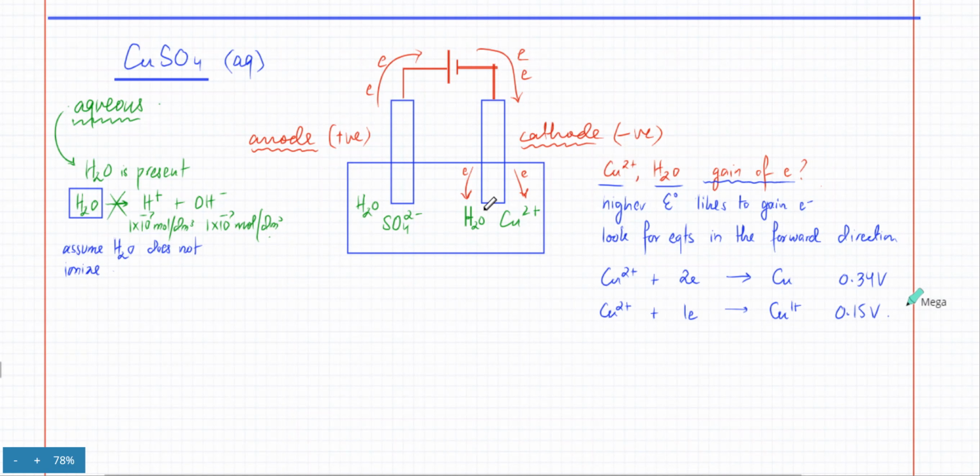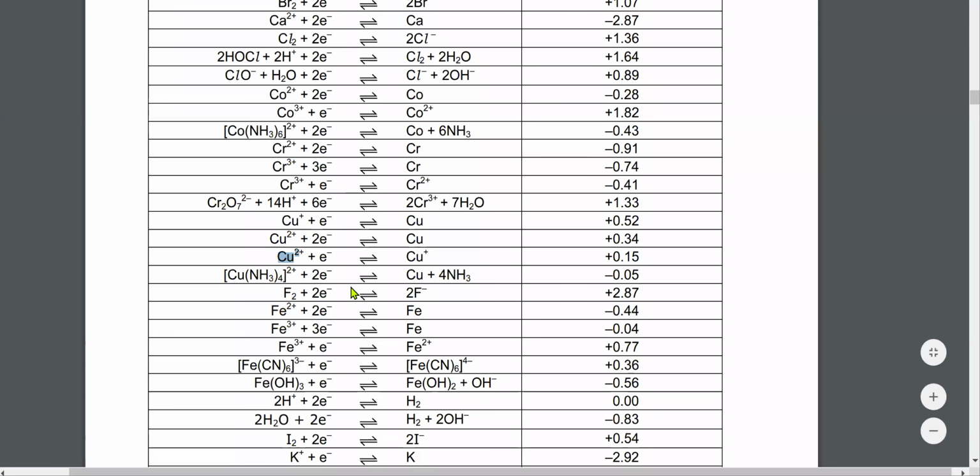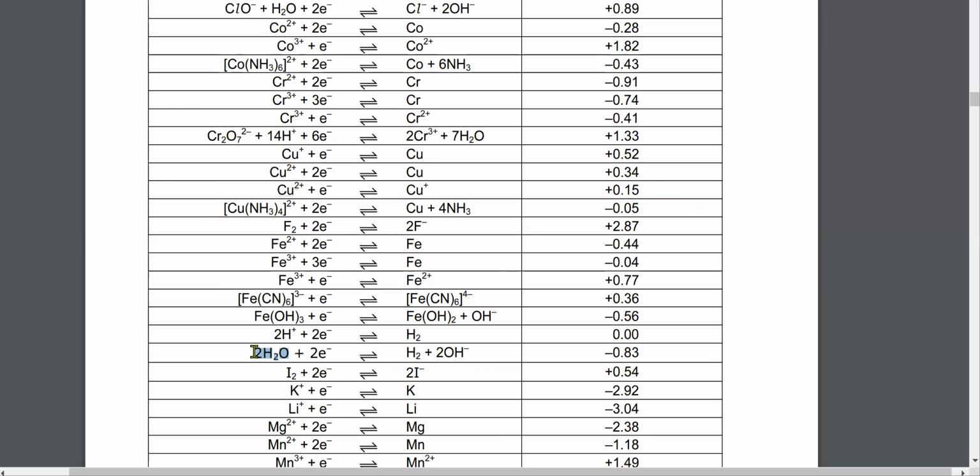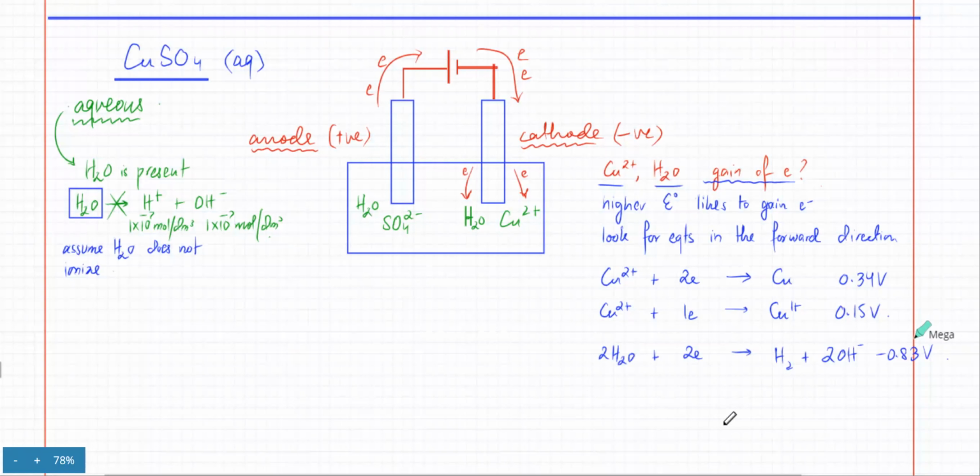Now there's another thing which is water. Water might be gaining electrons as well. So I'm going to open the data booklet and try to find water. If you look over here, there's this equation, and this equation would also be written in the forward direction. So there's another reaction where two water molecules are gaining 2 electrons to form hydrogen and 2 OH minus ions. And the value for that is minus 0.83 volts. And there's no other equation of water gaining electrons. So I've written that down as well.